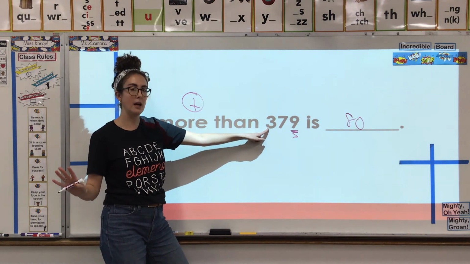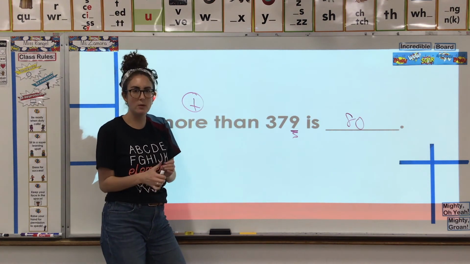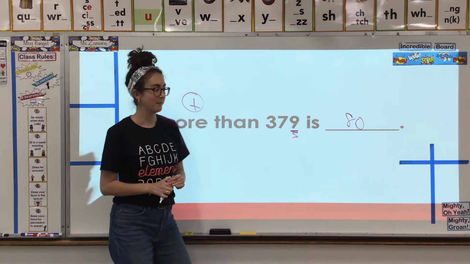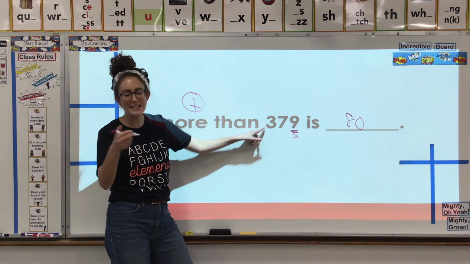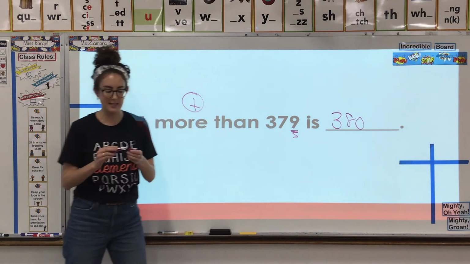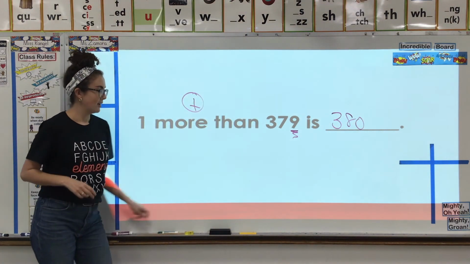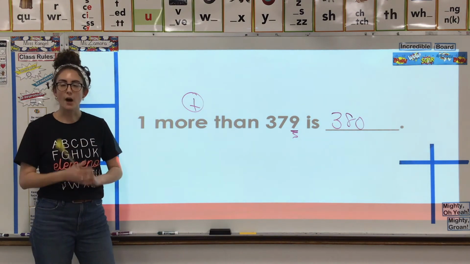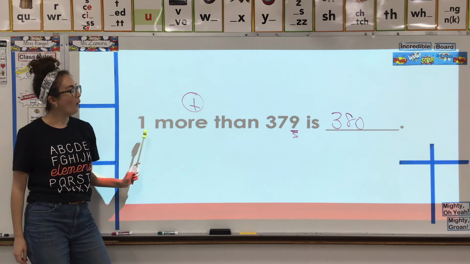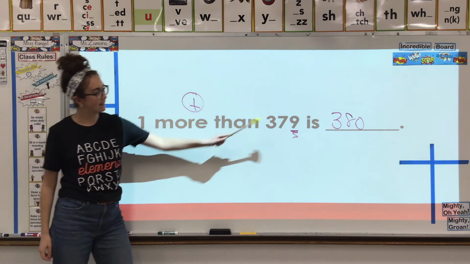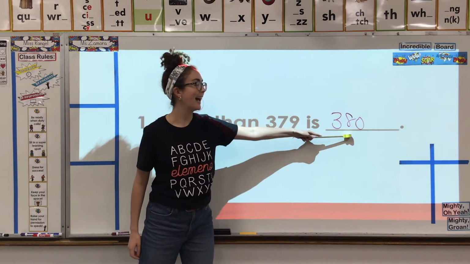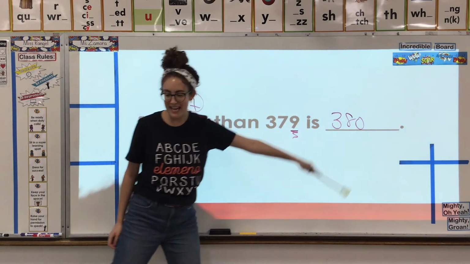Did we touch our hundreds? Did we do anything to our hundreds? And we added just 1? No, we didn't touch our hundreds. We still have 3 hundreds. So, what is our final sentence? It says 1 more than 379 is 380.